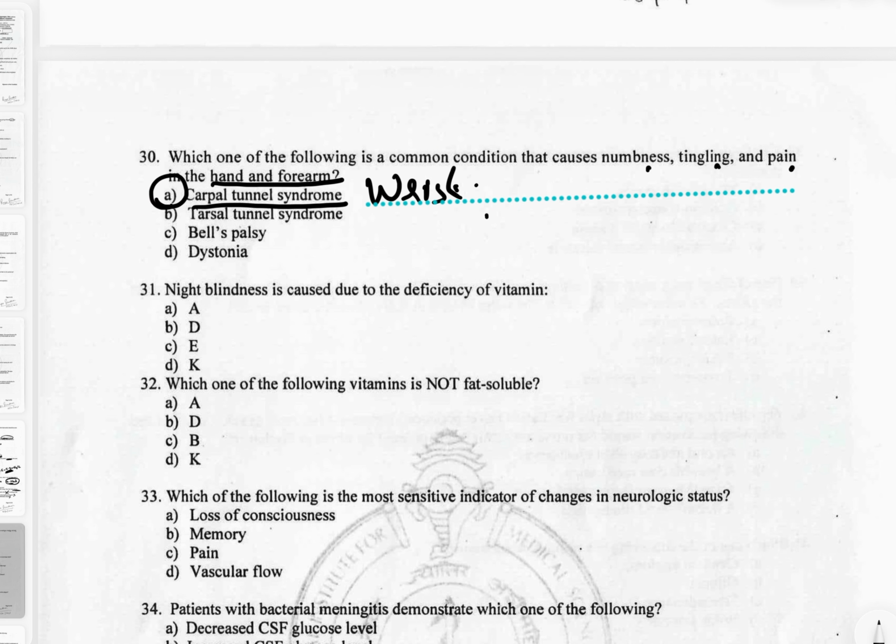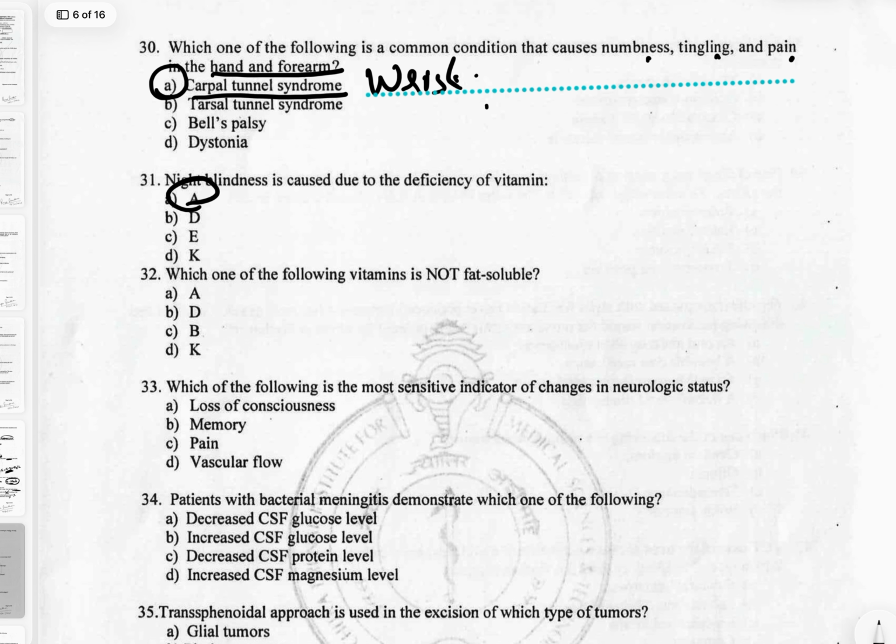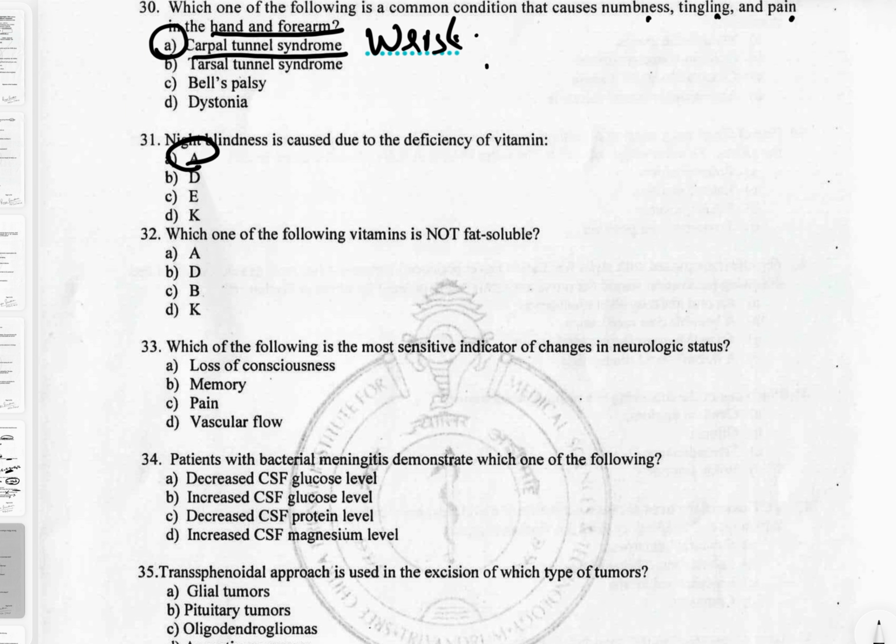Next, very, very easy question. Night blindness is caused due to deficiency of, obviously we all know the night blindness is caused by the deficiency of vitamin A. So the 31st question answer is option A.